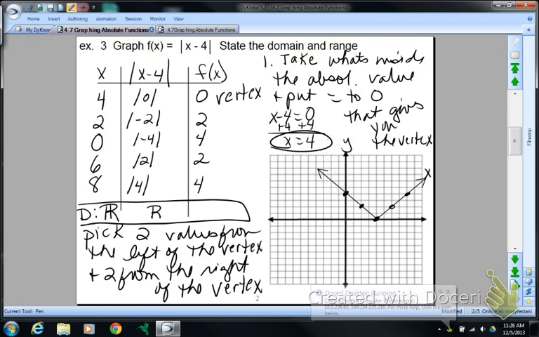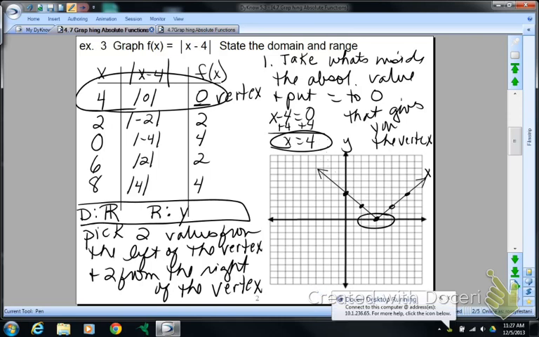And the range is capital R. Now, the range is not all real numbers. Look at your vertex. Everything is greater than your vertex, isn't it? So what is the y value of your vertex? What's the y value of the vertex? 0. So everything is greater than or equal to 0. Do y'all agree with that? So what is your range? y is greater than or equal to 0.